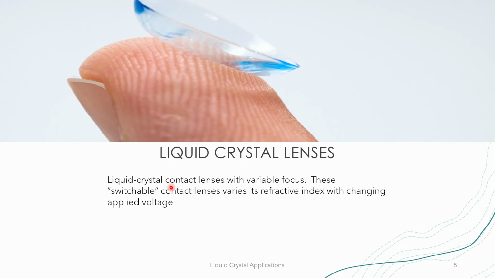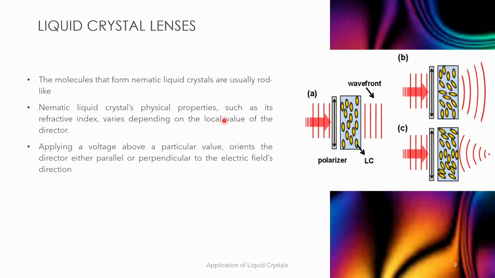These liquid crystal contact lenses have variable focus. These switchable contact lenses vary their refractive index with changing applied voltage. So with changing applied voltage, we have changing refractive index. Let's look at how it works.